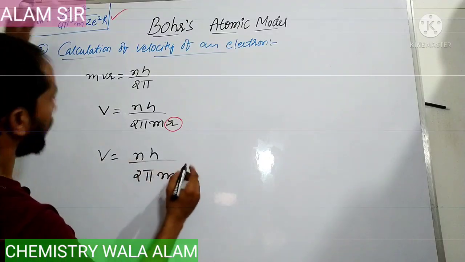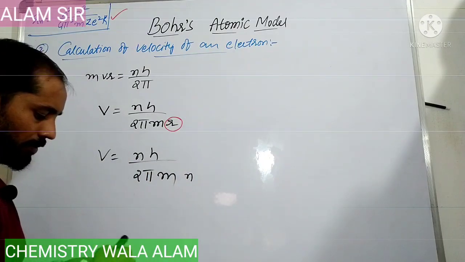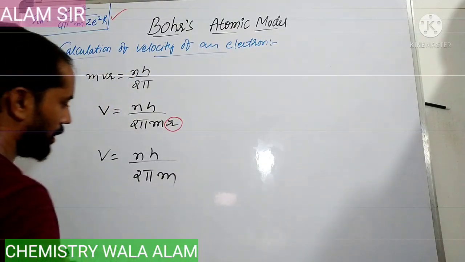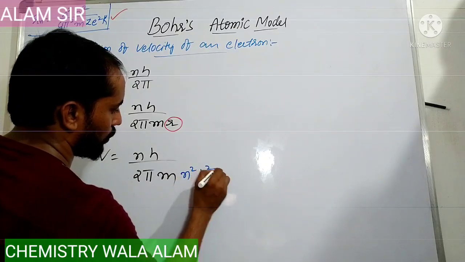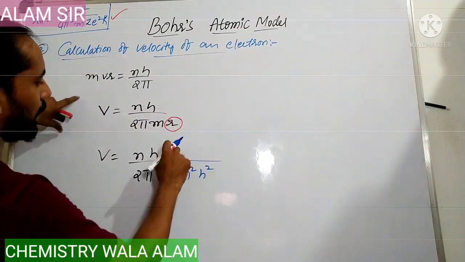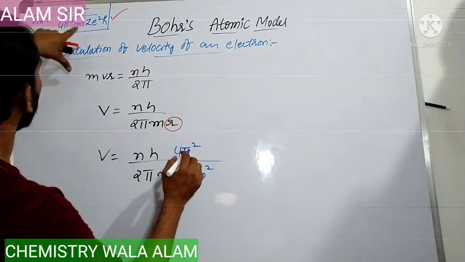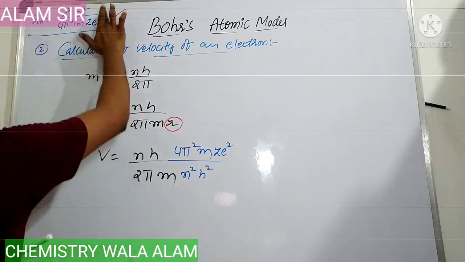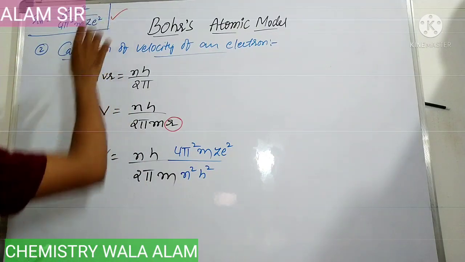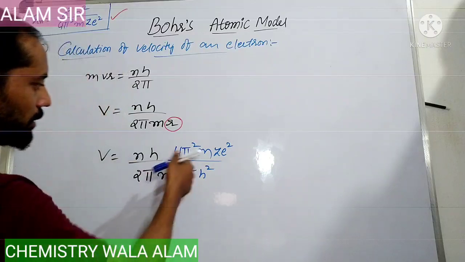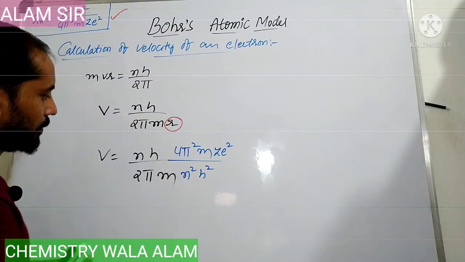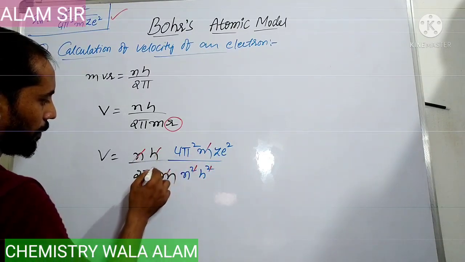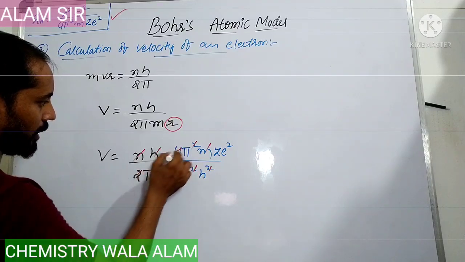So v equals n h by 2 pi m, with r substituted. The r value is n square h square by 4 pi square m z e square, written upside down in the denominator. K need not be written, since k is the permittivity constant, whose value in CGS units is 1. Now the cancellations: n square, h square, m, and pi square with pi.